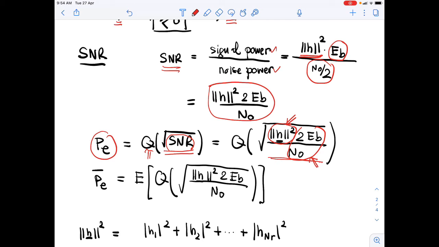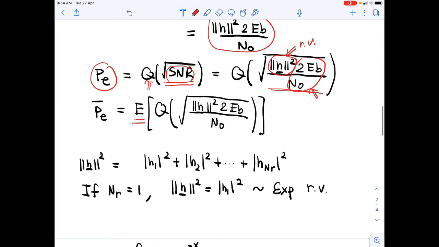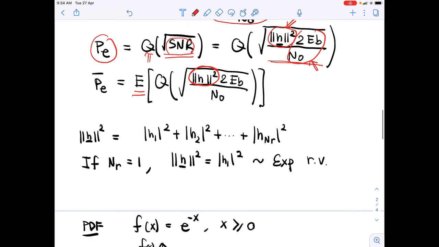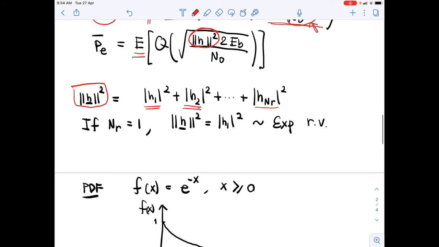This is a random variable, right? So we need to do some averaging, so I take expectations. Now we are curious about this, right? This is going to determine our performance. So we look at this term. It's a norm squared, so we take each individual channel gain, find the absolute value and raise it to the power of 2, and we add them up. Now let's go back to what we know, right?